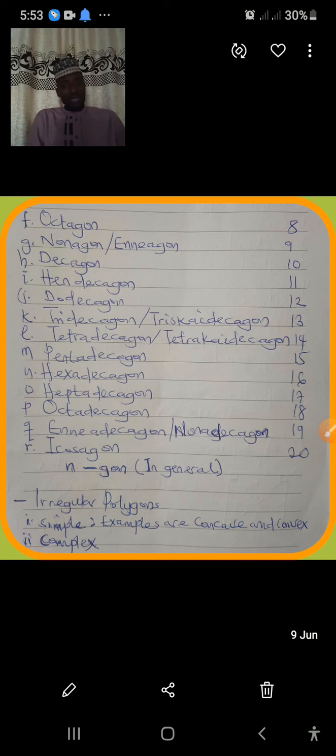So that is that on that. So we have to move to irregular polygons. We have simple or complex irregular polygons. The simple irregular polygons are those ones that you know. Irregular pentagon. Pentagon can be irregular and can be regular. When will it be irregular? When the sides are not equal. When will hexagon be irregular? When the sides are not equal. So that is that on that.